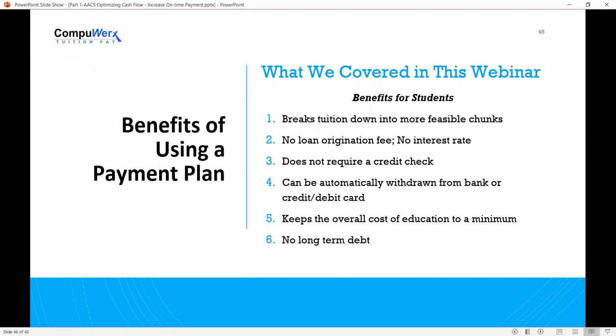Can be automatically withdrawn. Once they set up the payment plan, it could automatically withdraw from their bank account or their credit card account or their debit card account. Payment plan helps to keep the overall cost of education to a minimum for them. They don't have a long-term debt.